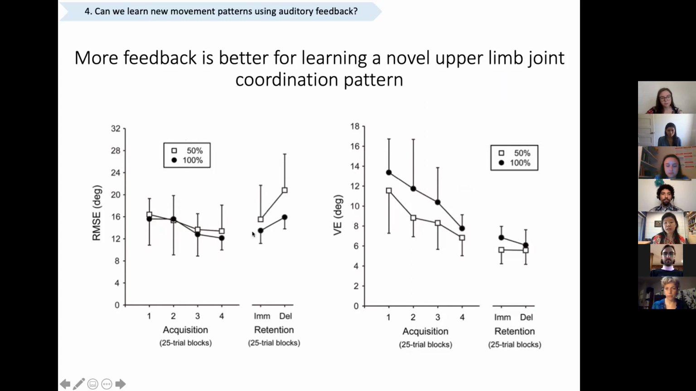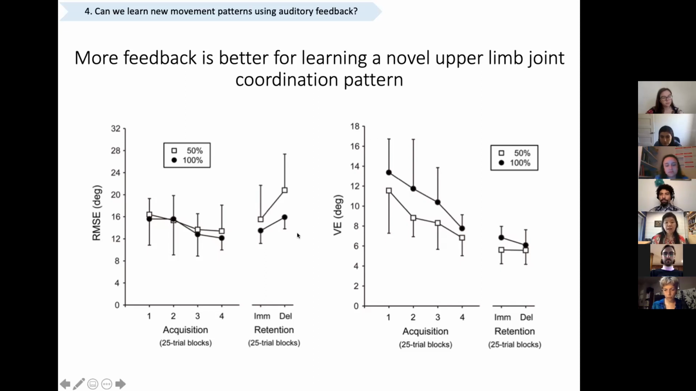But what you see at retention is that there was actually a significant main effect of group. So people who received feedback on every trial actually were better able to retain or maintain skill performance as compared to people who received feedback on every other trial.